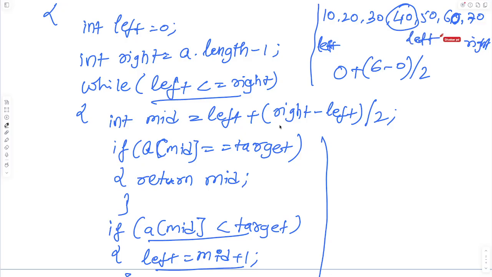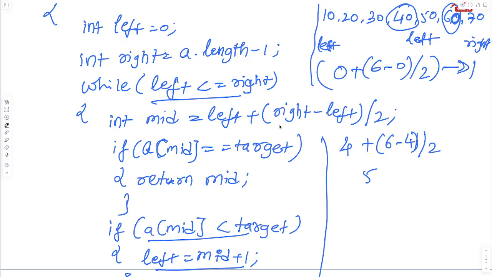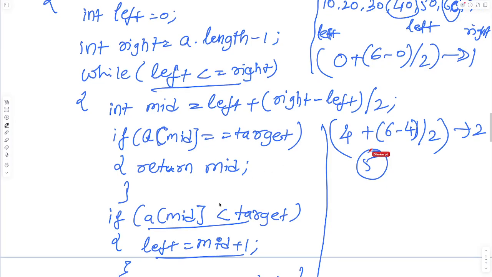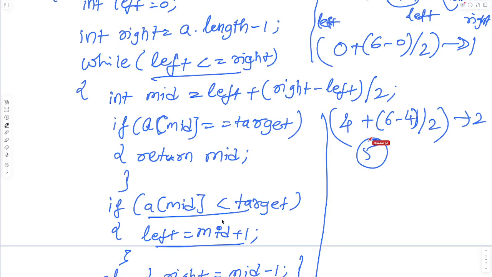Again, second time, we'll calculate the middle, the first iteration. Second iteration, left is 4 plus 6 minus 4, divided by 2. That is equivalent to 5. The mid value is this. Again, we'll check if array of mid is less than target, then right will come here. So right will move left. In this case, this is the right.